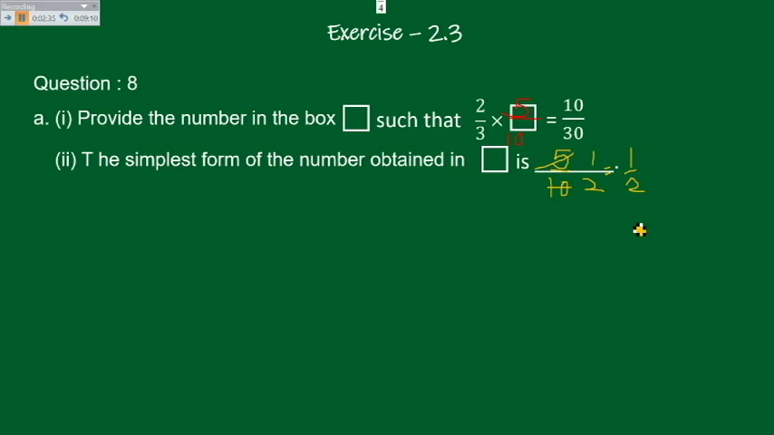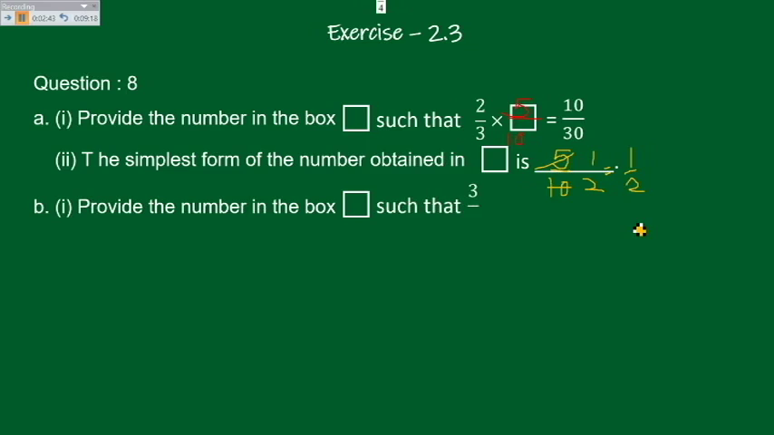Now look at B part. Here the part is the same. Provide the number in the box such that 3 upon 5 multiplied by blank is equal to 24 upon 75. Here the number is 24 upon 75. Now again read the table of 3 and see when 24 will come.